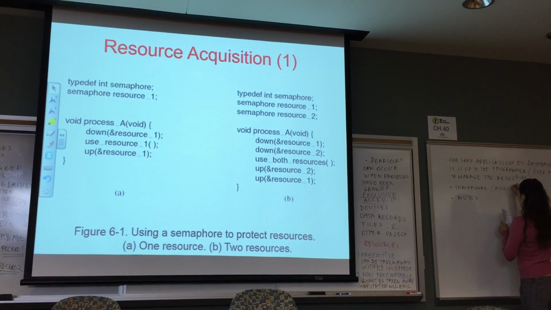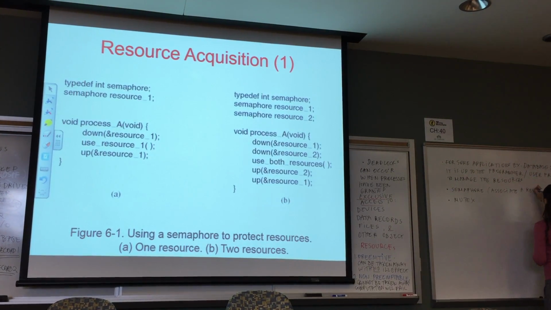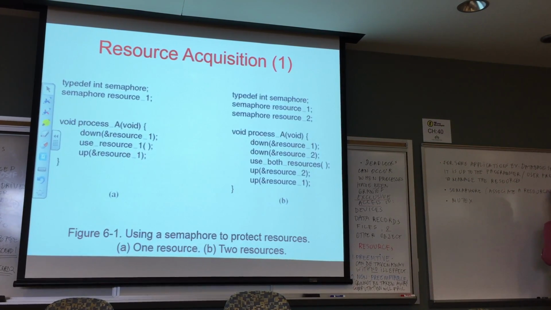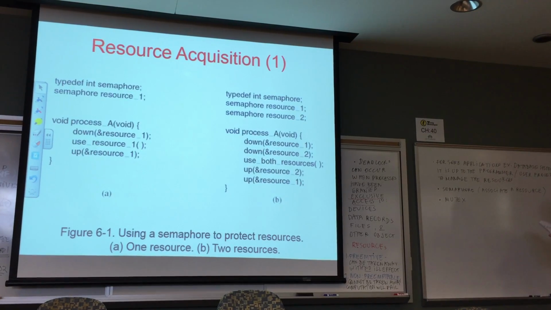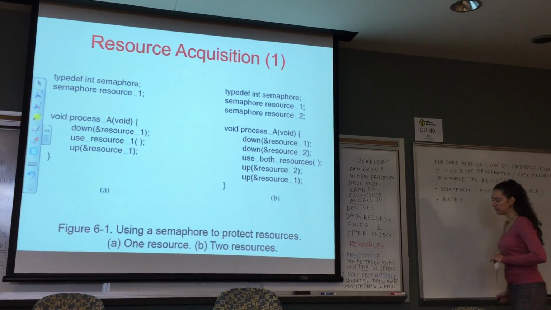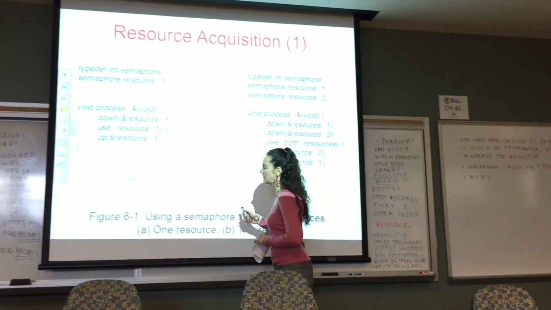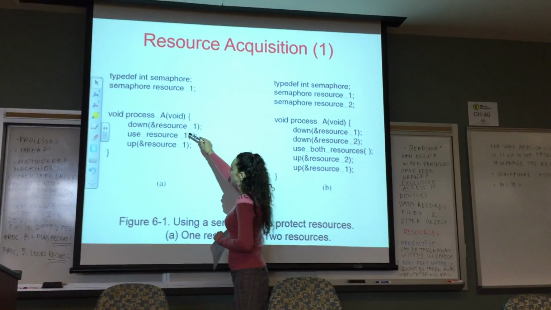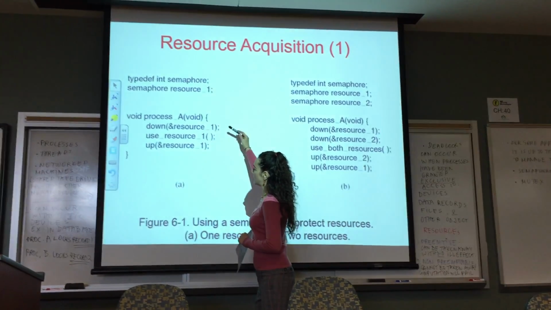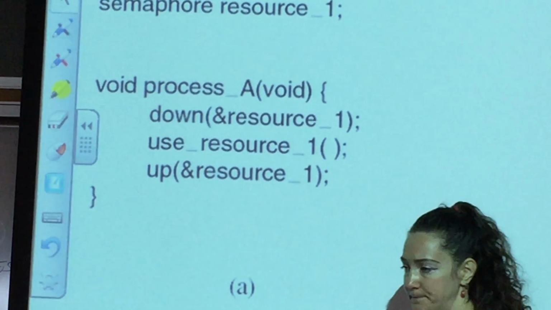So we would associate a resource with a semaphore. When the process wants to use the resource, the semaphore has two functions, down and up. If it wants to use it, it will call the down function, then it will use it, and then up to release it.